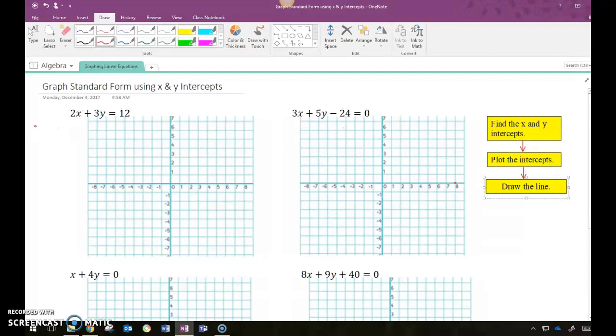So to find my x-intercept, now that's the point where the line is going to cross this x-axis right here. The y-intercept is where the line is going to cross the y-axis. Well, at the x-axis, y actually equals 0. So to find the x-intercept, I'll simply replace y with 0. And solve it.